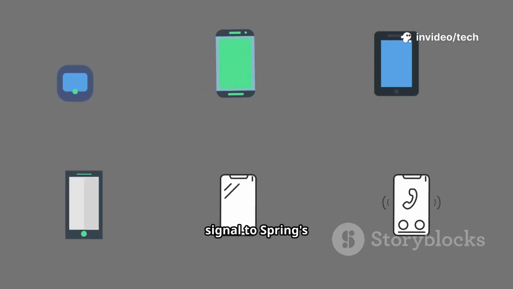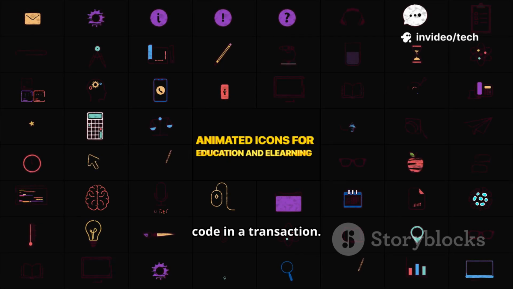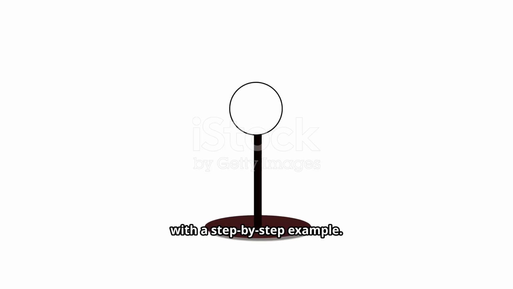It's a straightforward signal to Spring's AOP proxy: wrap this piece of code in a transaction. It's that simple. Let's make this concrete with a step-by-step example.